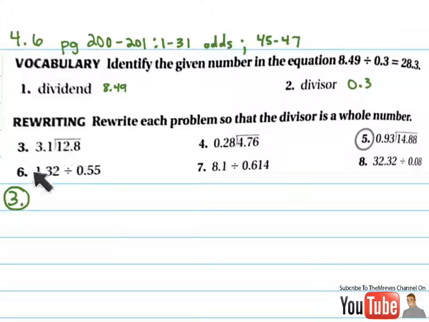in the book you'll see it just like this. 3.1 divides into 12.8. So 3.1 is our divisor, and to make it a whole number I need to move it how many spots? Well, I got to move it over one spot. Now I went ahead and crossed out 4, 6, and 8 just to help me remember not to do those because we're doing the odds only.